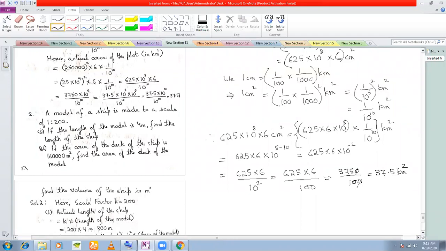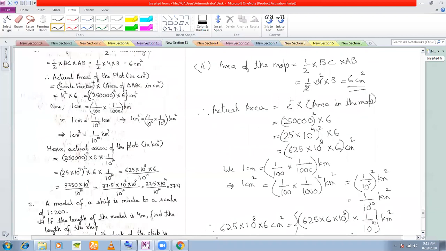Sir, can you explain it once more? Which part? The second part, the area one. So from the actual area you have to make an answer. Actual area, I haven't understood. Actual area is the square of the scale factor into the area in the map. What is the area in the map we have calculated? 6 centimeter square. The scale factor is 2,50,000. The square of the scale factor into the area in the map will give you the actual area.